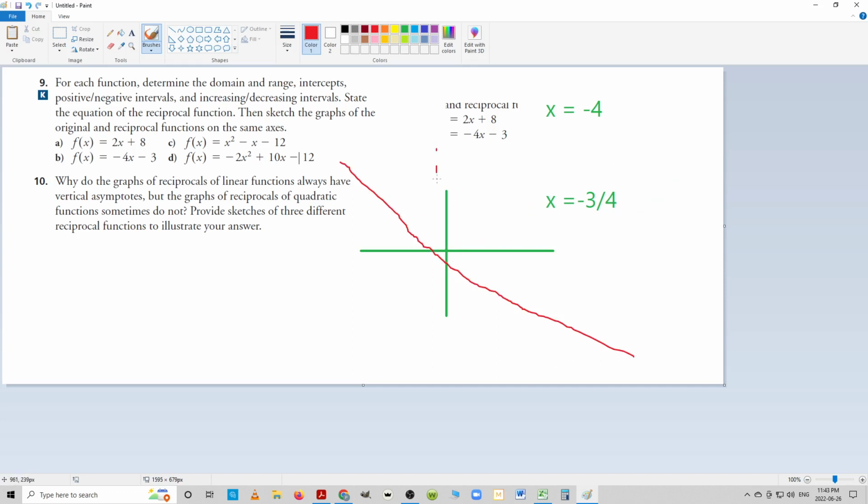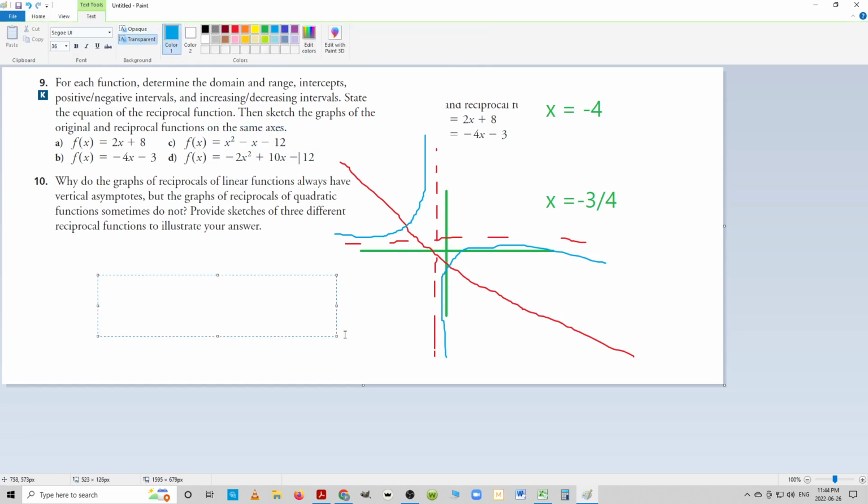So if I was to draw the reciprocal of it, it's going to be positive on this side and negative on this side. For these, it's really a matter of factoring them. So this first one factored is x minus 4, x plus 3. So you're going to get asymptotes at x is equal to 4 and x is equal to -3.